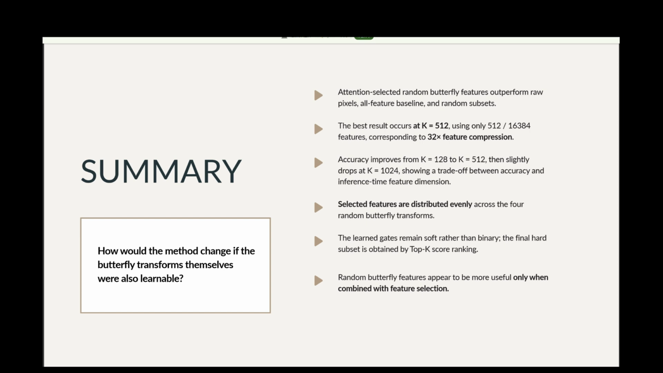The important comparison would be fixed random butterfly versus learnable butterfly under the same K and similar parameter budget. We should check whether the accuracy gain is worth the extra trainable parameters, training cost, or possible instability. Okay, this is it. The end.